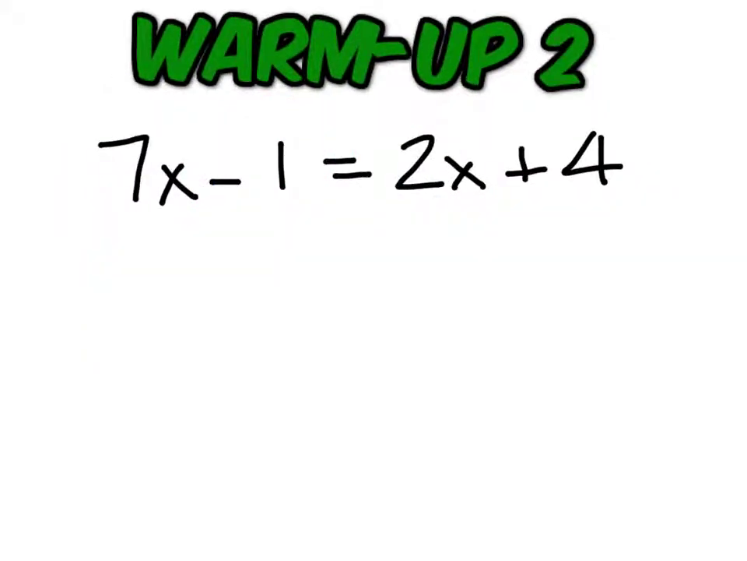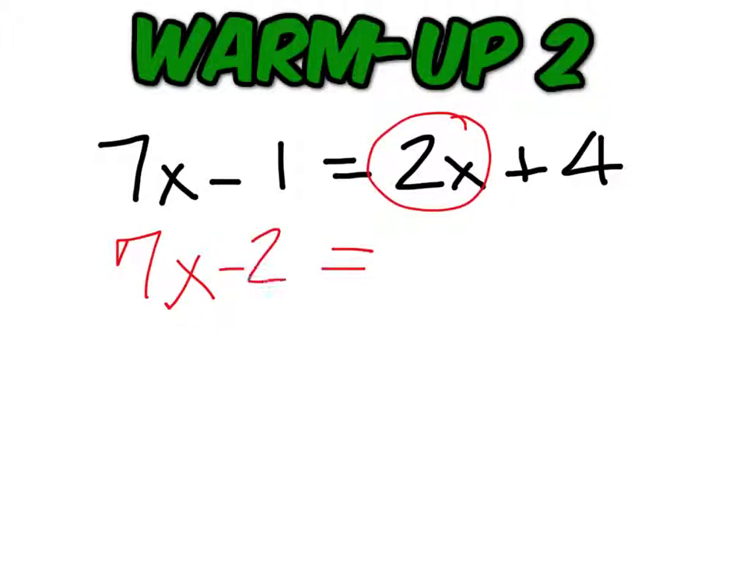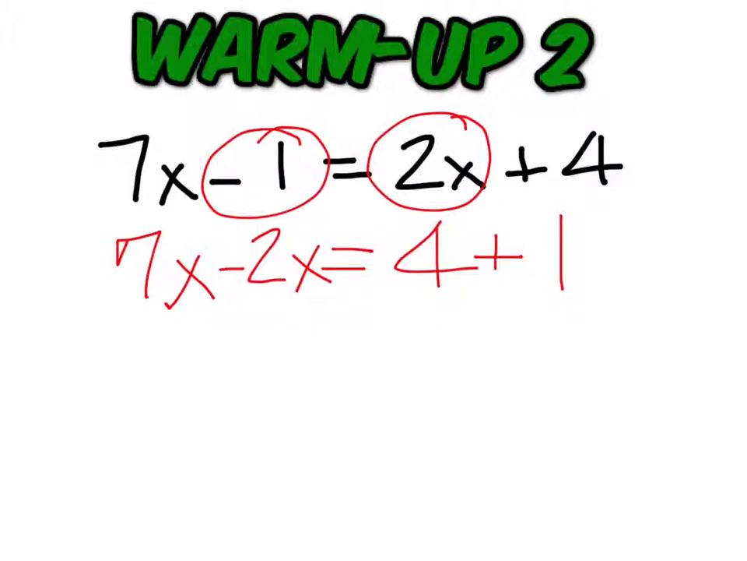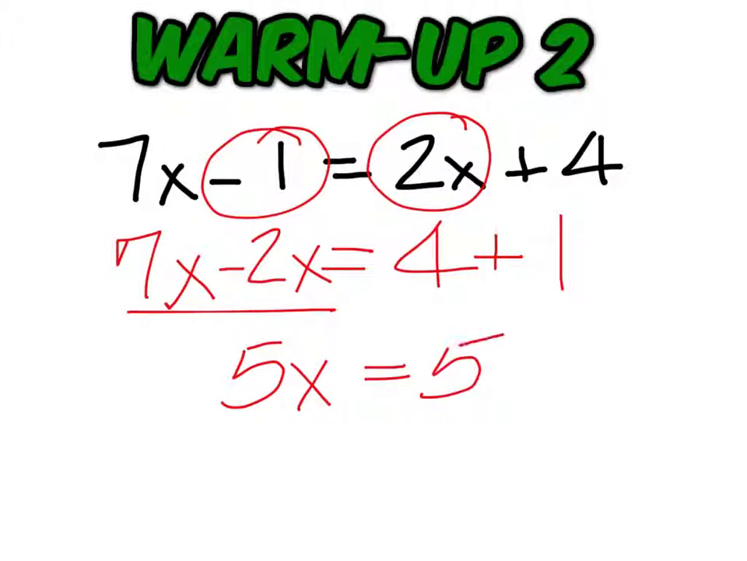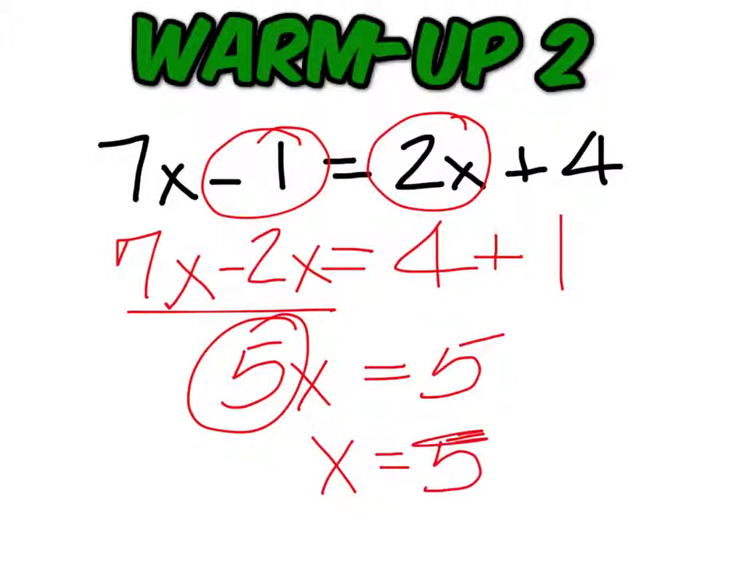Try this one. Alright, Fowler, did you leave the 7x on the left? Yeah. Did you move the 2x over and make it -2x? There it is. Alright, so from there you keep the 4 on the right and then move that -1 to the right and make it +1. So this simplifies to 5x equals 5. Divide both sides by the number that's next to this x. So you're left with not a 5, a 1. I can't erase when I'm recording, so I just have to scratch it out.